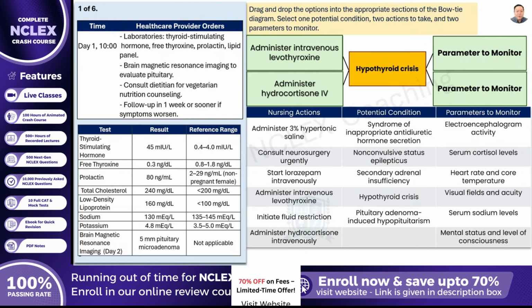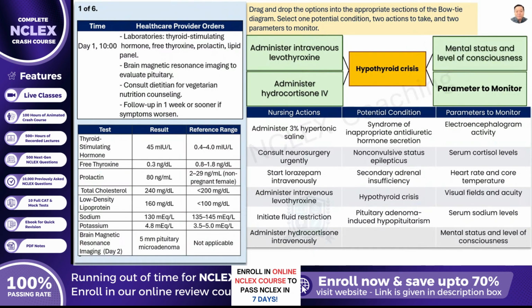Now, let's move into the parameters to monitor. Make sure that you selected the correct ones. We have options: electroencephalogram activity, serum cortisol levels, heart rate and core temperature, visual field and acuity, serum sodium levels, and mental status and level of consciousness. The answers are mental status and level of consciousness.